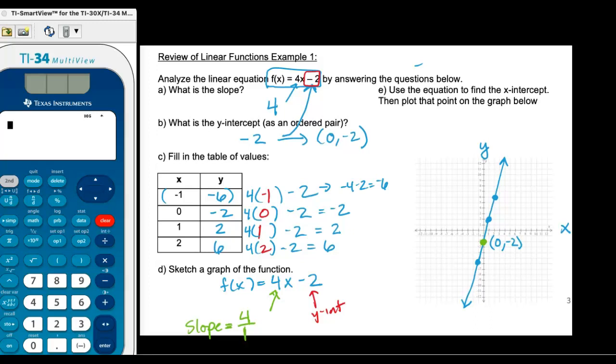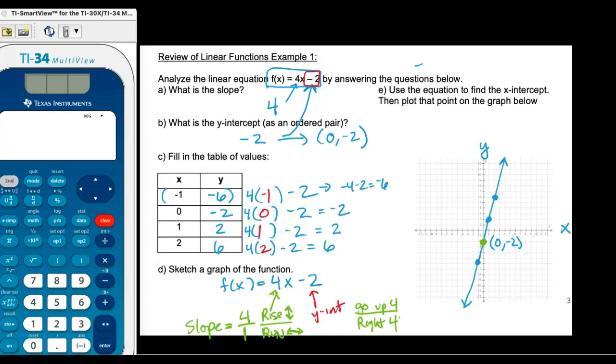And then we can think of the top number as our rise. So how far up or down do we need to go? If it's positive, it means go up. If it's negative, it means go down. So this rise means to go up 4 is what that's telling us. And then the bottom number is run. So we think of rise over run. Run is our left and right, or horizontal movement. So if it's positive, we go to the right. If it's negative, we go to the left. So +1 means to go right 1.